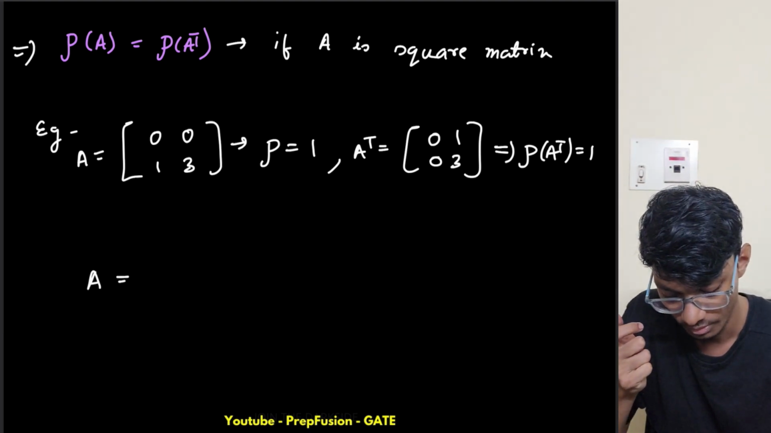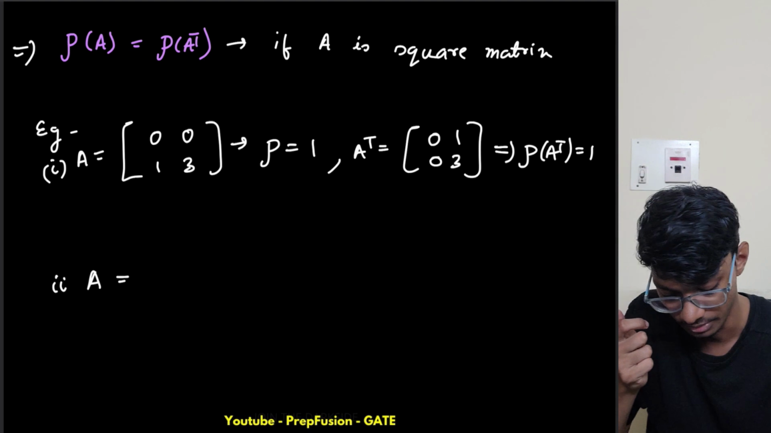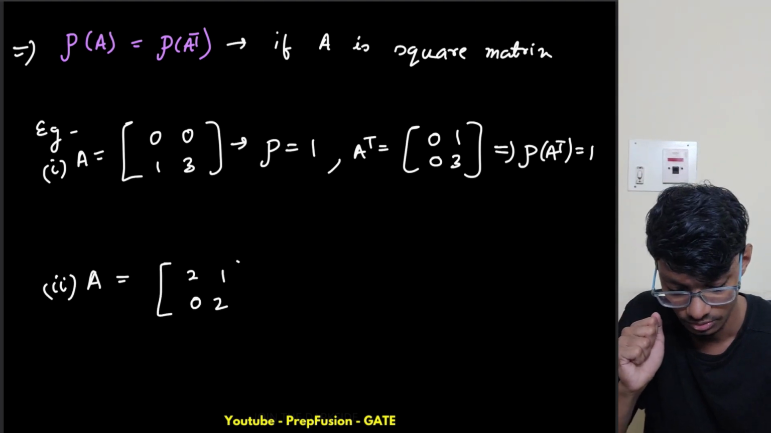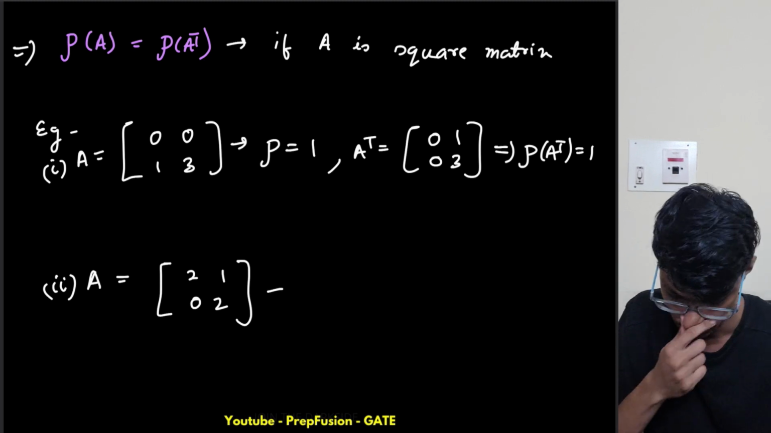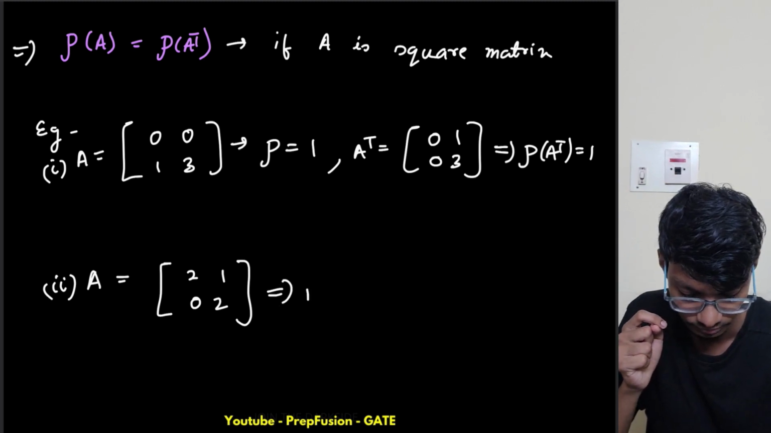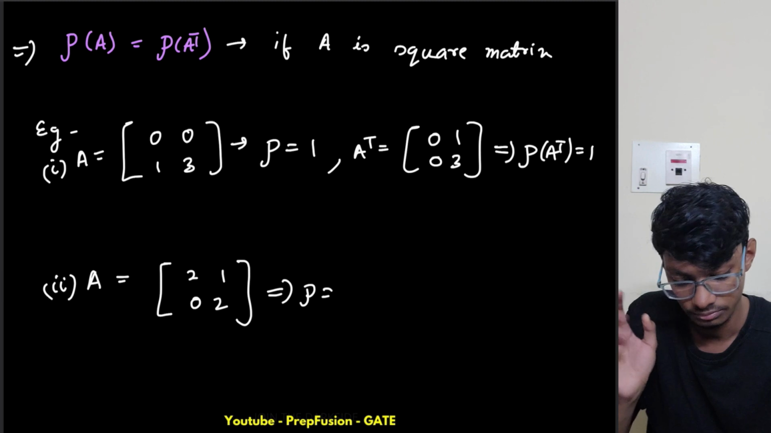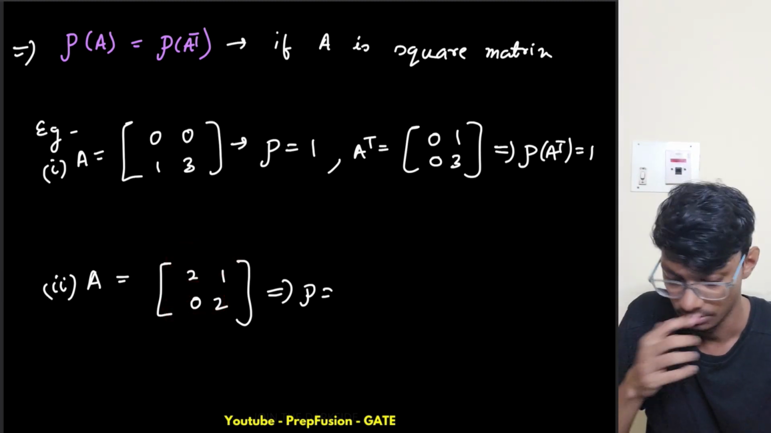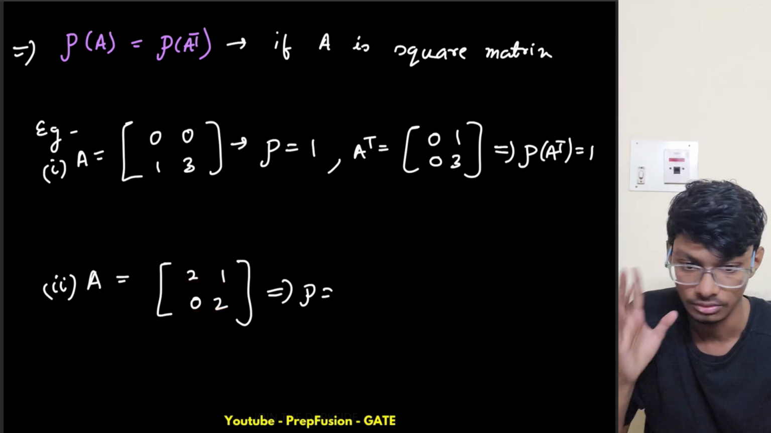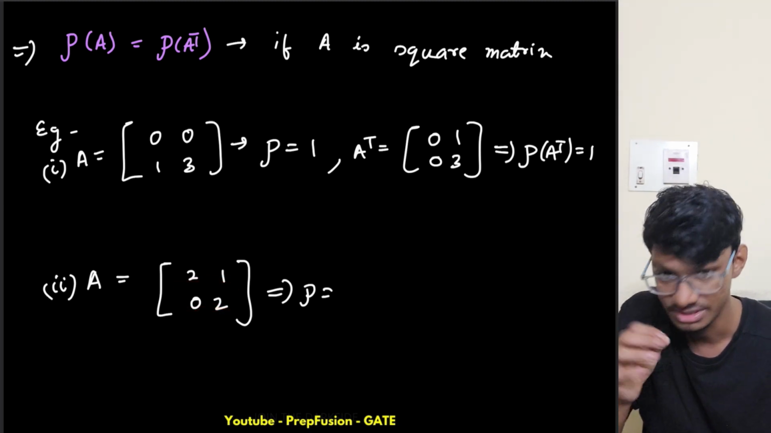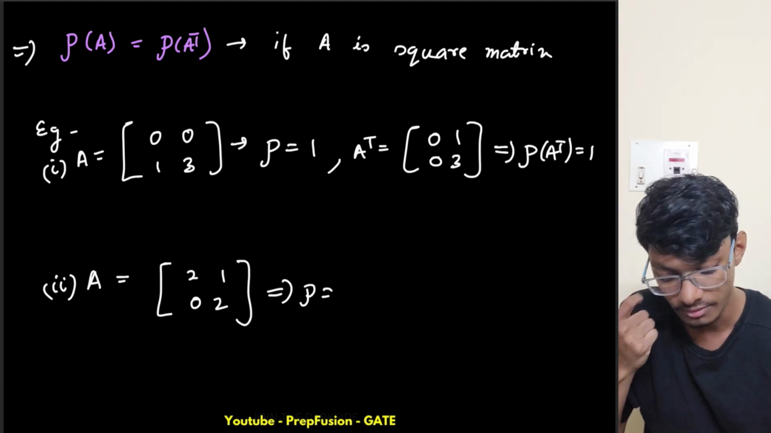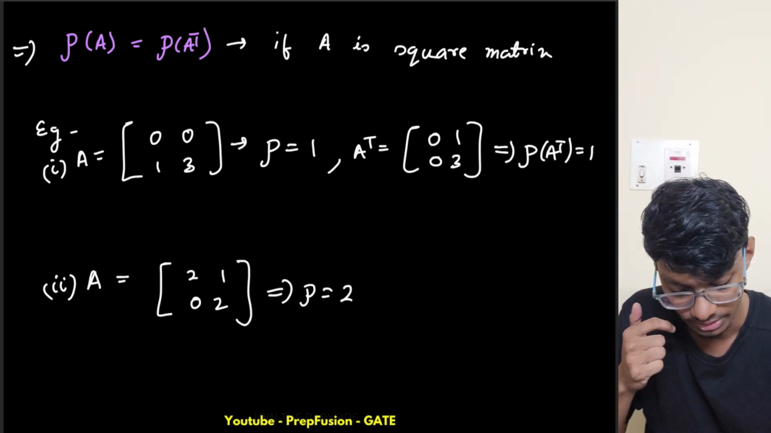Let's say this is the first example. Second example, let's say this is 2 1 0 2, and what is the rank of this one? The rank of this one is 2, right? Because these and these are not dependent on each other. Or you can find the determinant and check it's not 0, so hence it will be a full rank matrix. So it is 2.